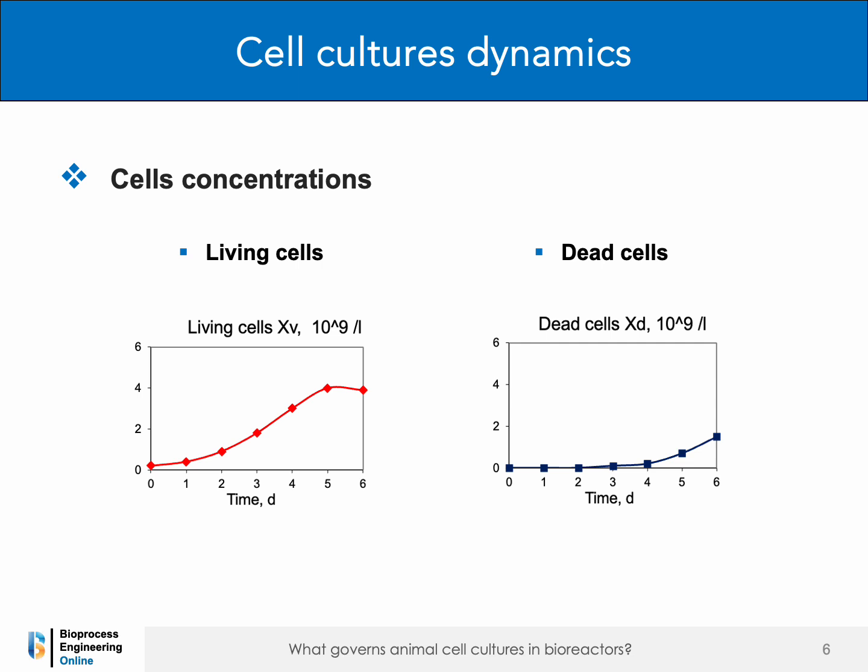Concurrently, the viable cell density increases, reaches a maximum, and subsequently declines, while the concentration of non-viable or dead cells correspondingly increases.